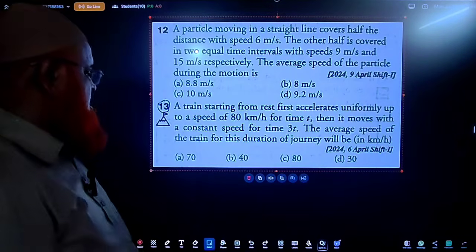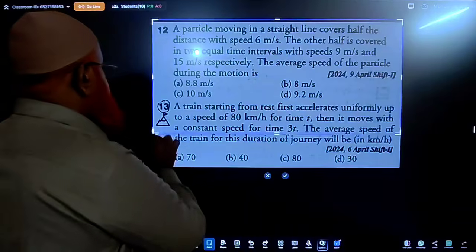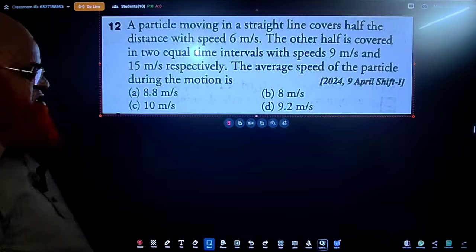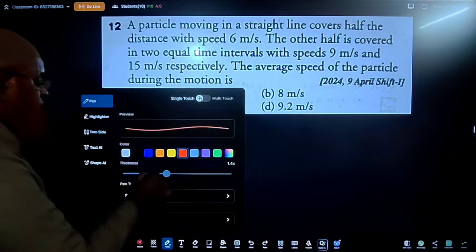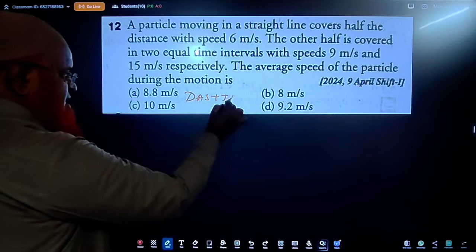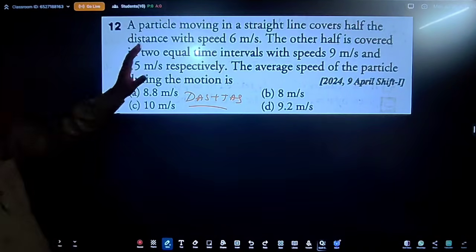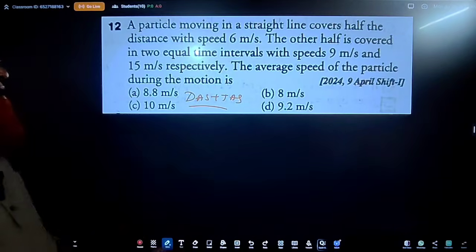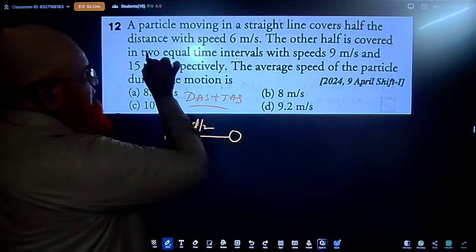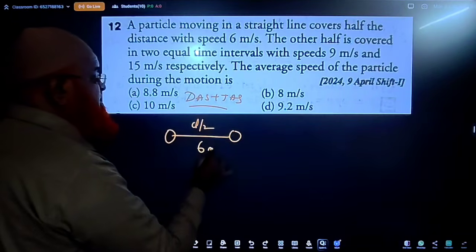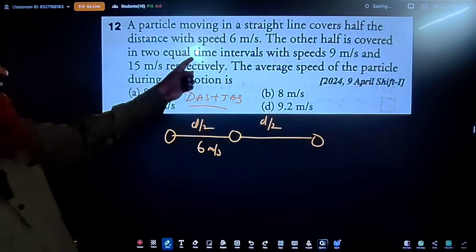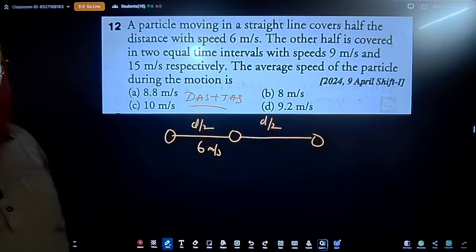This is a multiple case question. Try to understand this question. It is a combination of distance average speed plus time average speed. Now just see, a particle moves in a straight line. It covers half of the distance with speed 6 meters per second, and the other half of the distance is divided into equal times.